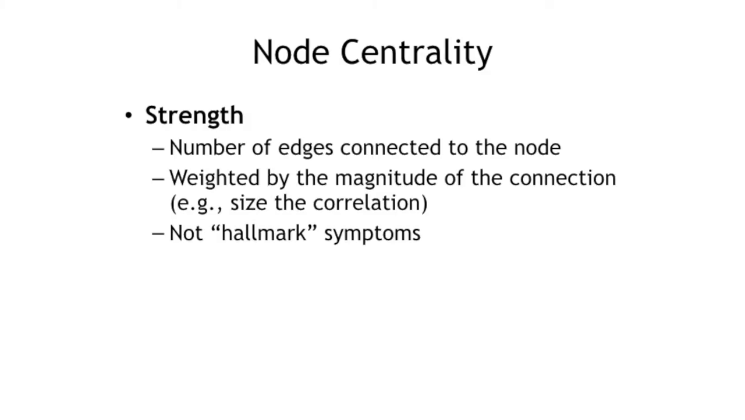It usually is some form of a correlation. It's different for Bayesian network analysis. I'll talk about that a little bit later. But it's the number of edges connected to the node weighted by the magnitude of the connections. Now, highly central symptoms are different from hallmark symptoms.